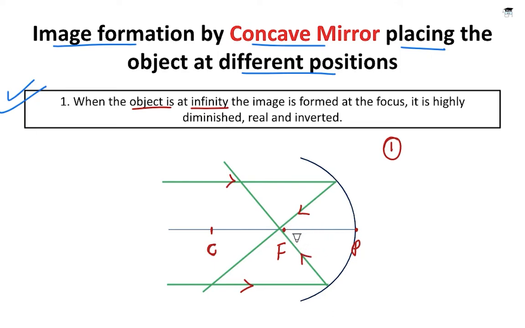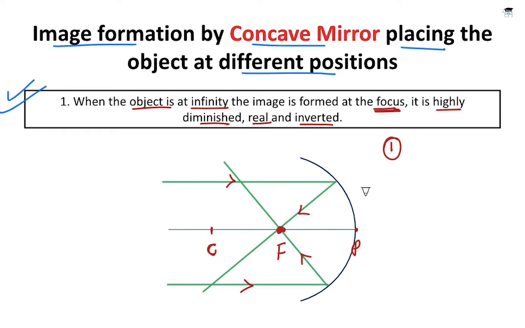Okay, so the image will be formed at the point where these 2 rays of light join. That means the image will be formed at this point. So where is the image formed? The image is formed at the focus, as you can see here, and it is highly diminished, meaning its size is very small. It's point sized. You can see here, it's point sized, it's real and inverted.